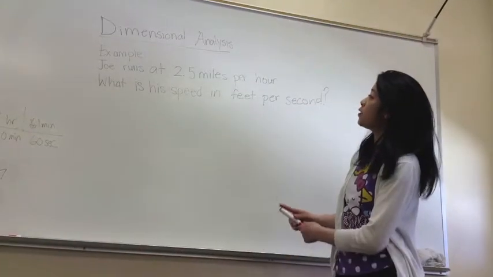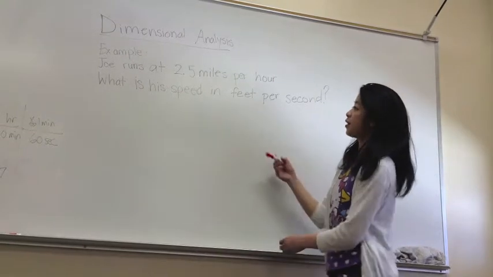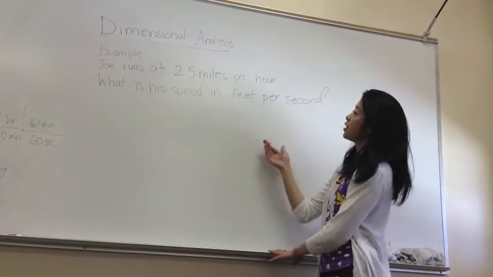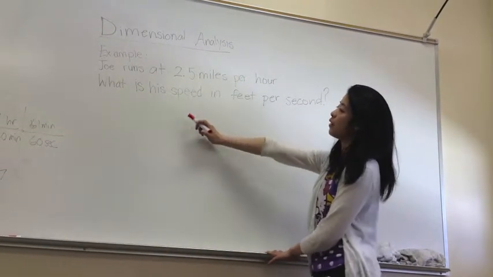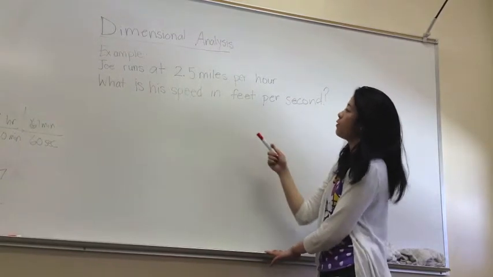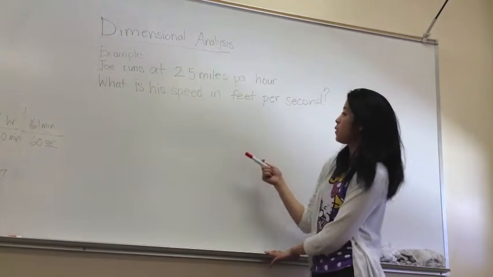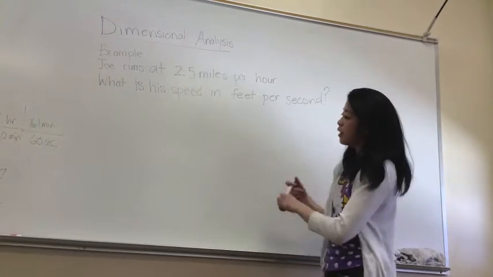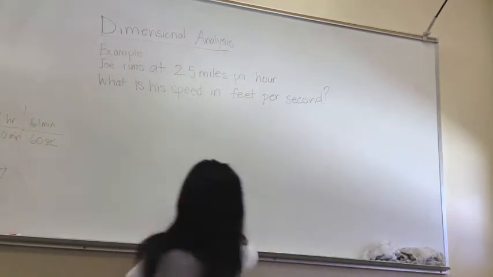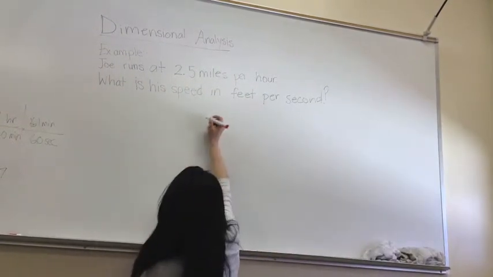Today I'm going to explain how to do dimensional analysis. You tend to use these for word problems. So for example, I have the problem, Joe runs at 2.5 miles per hour. What is his speed in feet per second? How we would go about this problem is we would write out first his current speed.